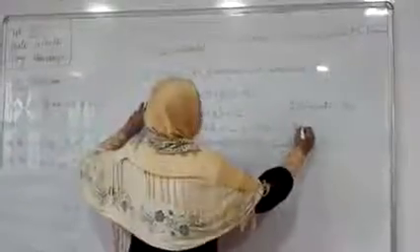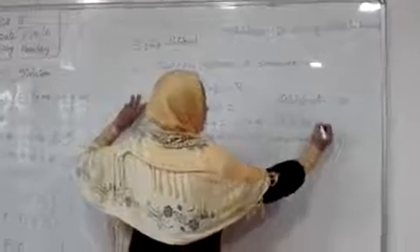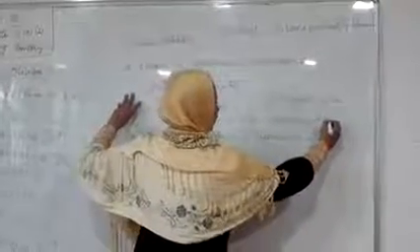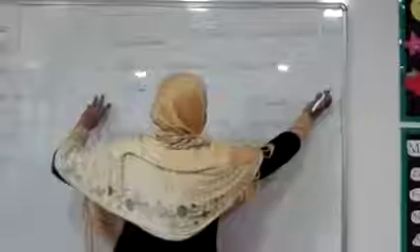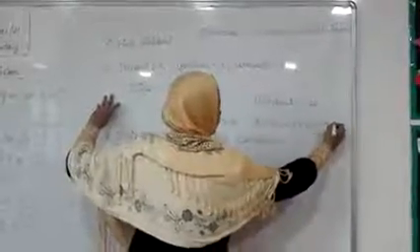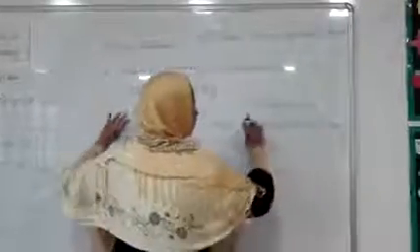This is very easy. If you are doing this in your book, you just write like this: 8 into 3 plus 2 is equal to 24 plus 2 equal to 26. In this way you have to write in your book. Is it clear?